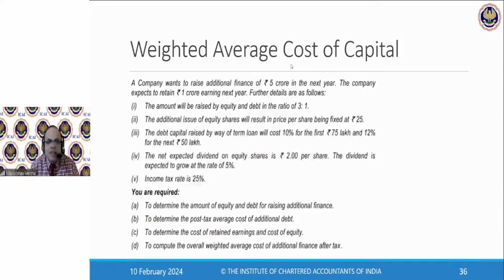for the next 50 lakhs. And then the net expected dividend is given as 2 per share, and the dividend is expected to grow at the rate of 5%. So there are four questions here. One is to determine the amount of equity and debt for raising additional finance. That should be very interesting. Determine the post-tax average cost of additional debt, cost of retained earnings and equity, and then the overall WACC. It's a very good comprehensive question.